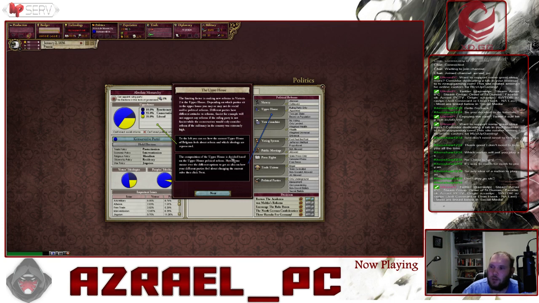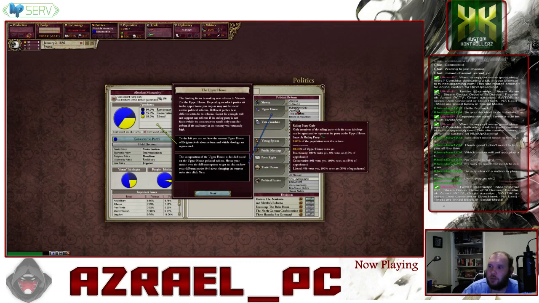The composition of the upper house is decided based on the upper house political reform. Hover your mouse over the different options to get an idea on how your different parties feel about changing the current rules. 0% of the population want this reform.